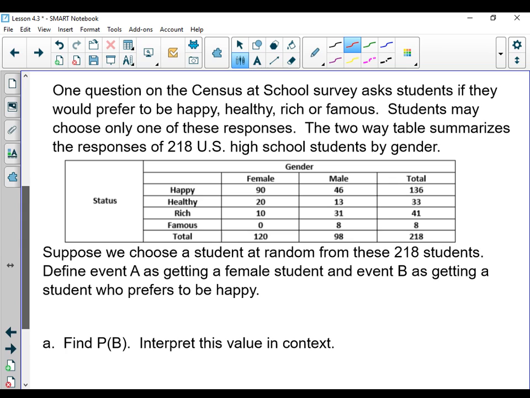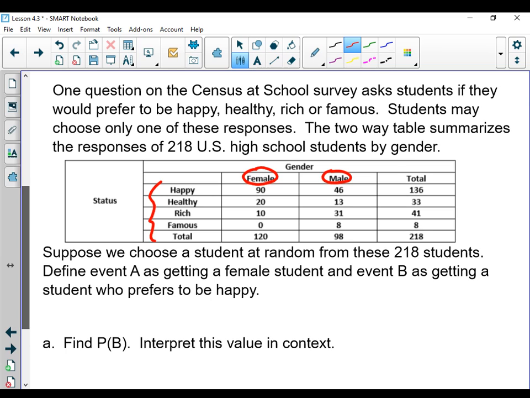They kept track of the responses based on what gender answered those. So they kept track of the female responses, they kept track of the male responses. So they put this into a two-way table. So the table had the responses across in the rows, and it had the gender down in the columns.